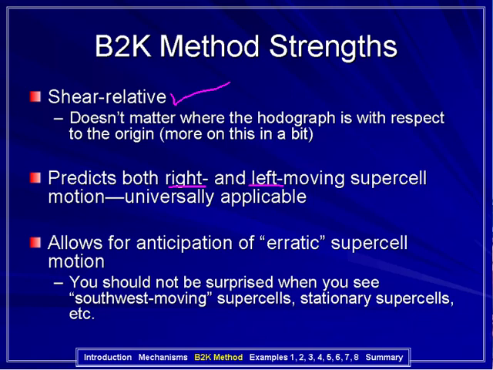And we have several left moving supercells in the U.S., and some other countries, such as Australia, have predominantly left moving supercells. And lastly, my goal of this presentation is to make you understand supercell motion well enough such that you're not going to be surprised when you see strange motions such as southwest moving supercells or stationary supercells. I think if you look at supercell motion from the vertical wind shear perspective, you won't be surprised when you see these so-called erratic storm motions.